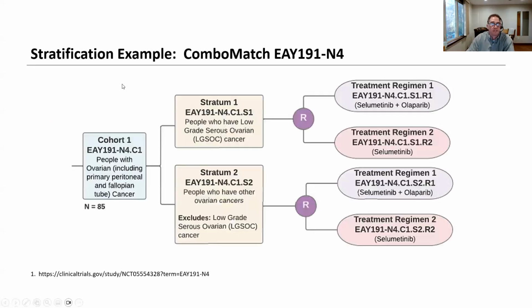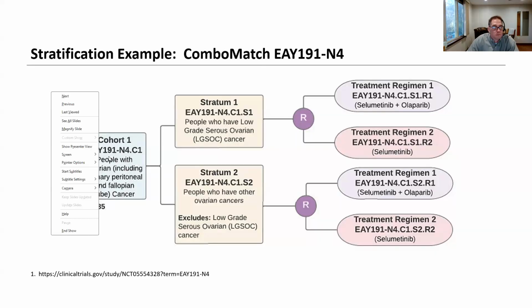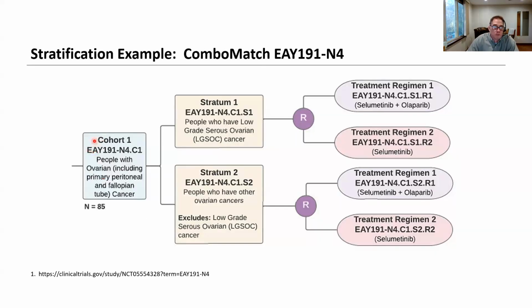All right, stratification. So this is the schema from the combo match N4 study. It's actually half the schema. There's my pointer. There we go. So over here, cohort 1, this is an ovarian cancer cohort. There is a cohort 2, which is endometrial cancer, and I've left that off because it's virtually identical to this one.